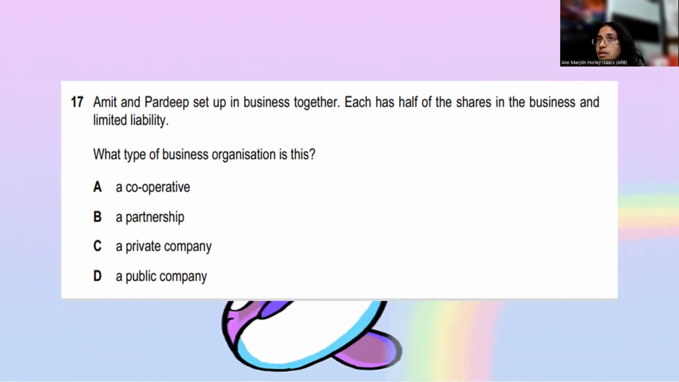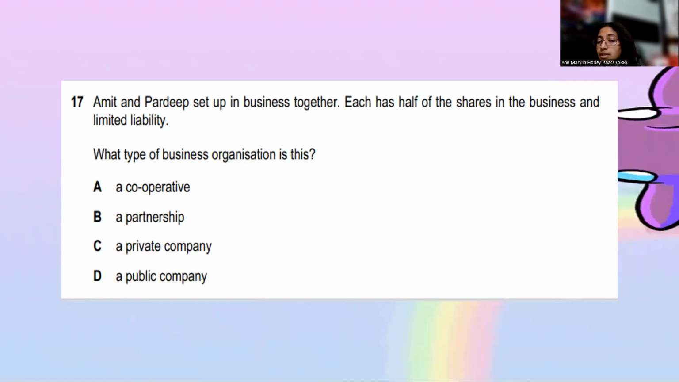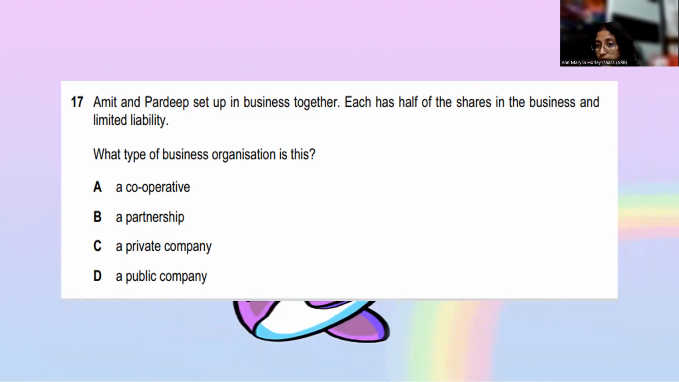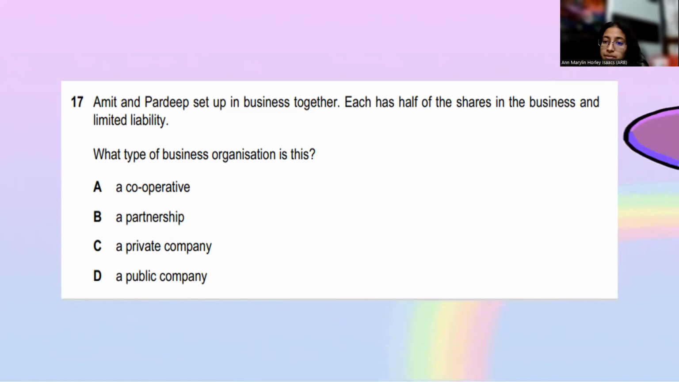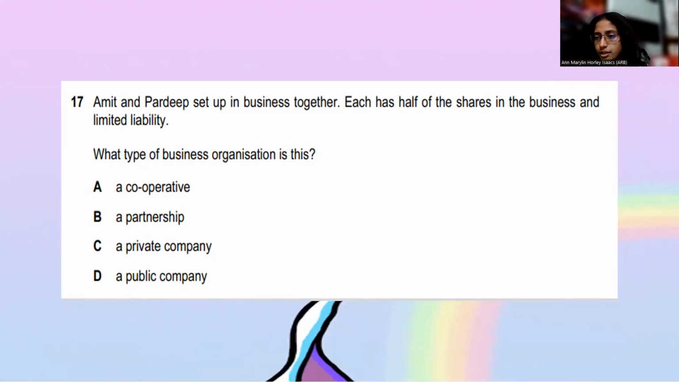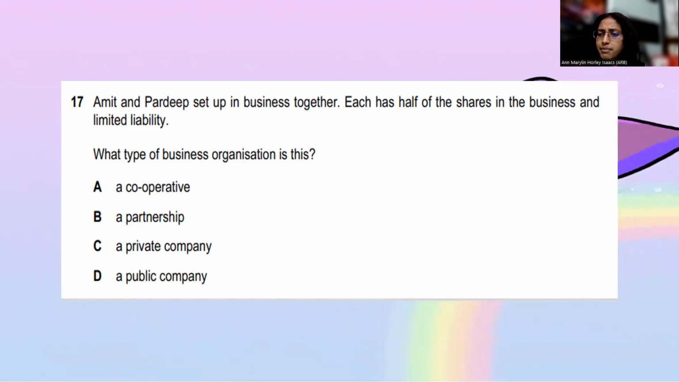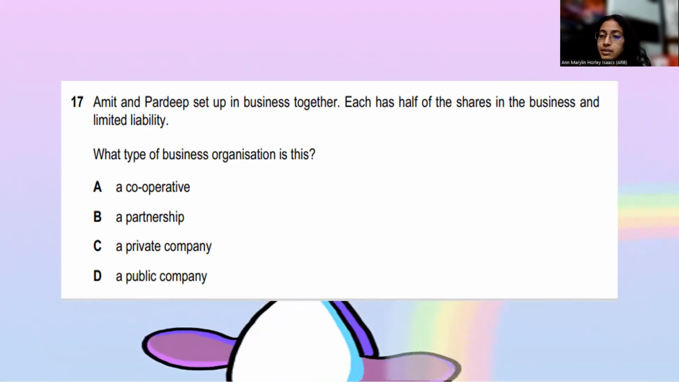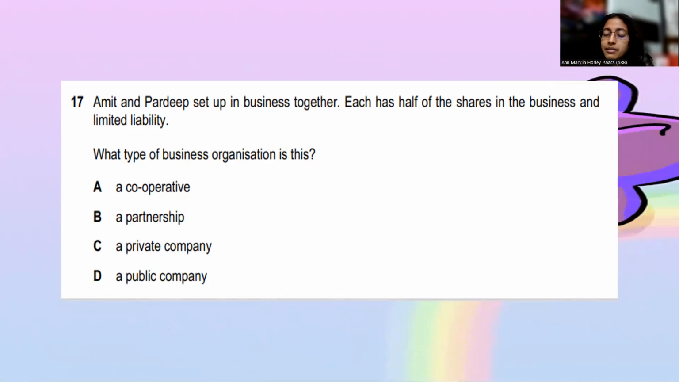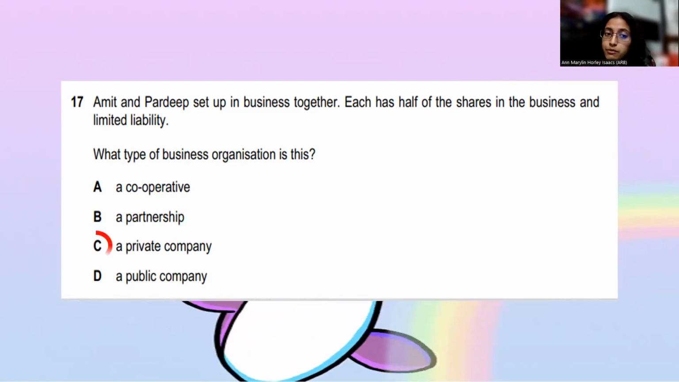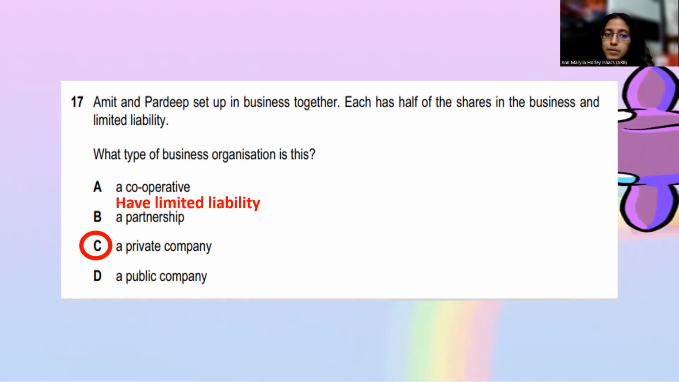It's a private company because both of them set up the business together, and both own half the shares. That means you can only sue them if anything goes wrong. You only sue them for as much as they have invested into the company. You cannot go and auction their house. You cannot touch their private cars. You can't do that, because that's limited liability. That's what limited liability protects you from.